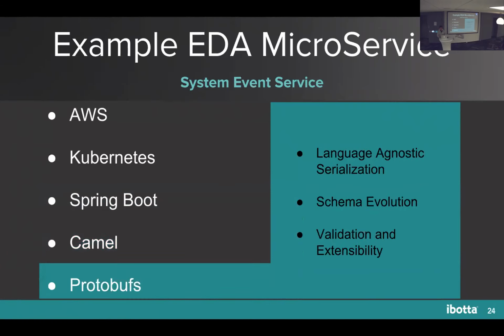And then lastly, protobufs. This is a language-agnostic serialization framework developed by Google. This is what really allows you to use Python, for instance, or Java or Ruby to communicate between all services. It provides schema evolution, which is big for data engineering specifically. When schemas are constantly changing, it can break things downstream. And lastly, we're using it for validation purposes.